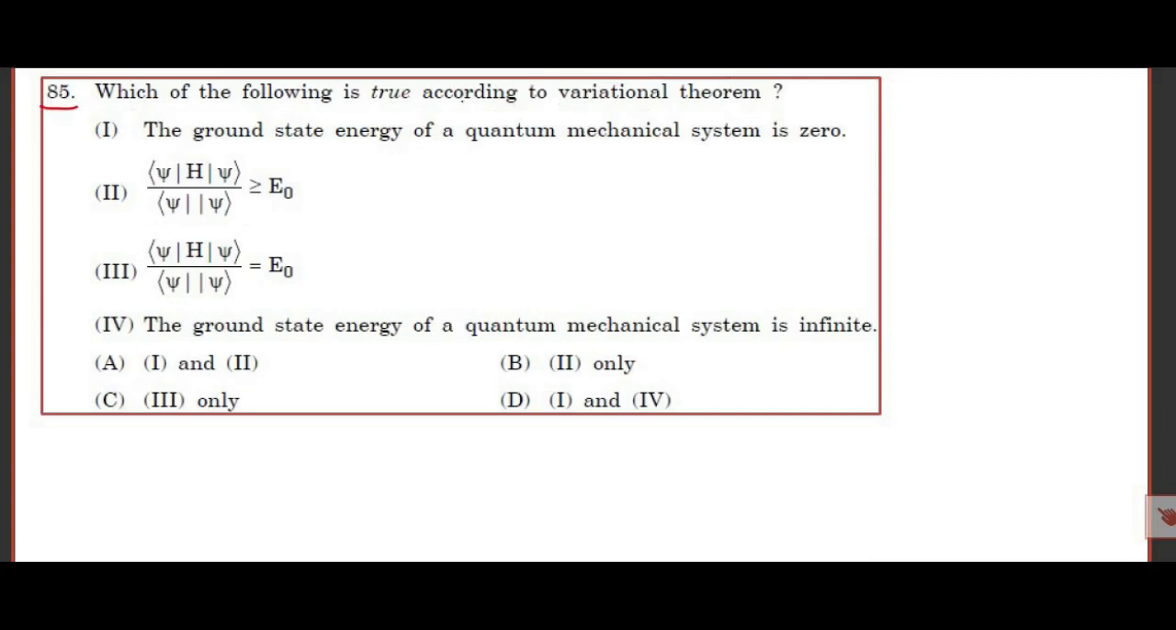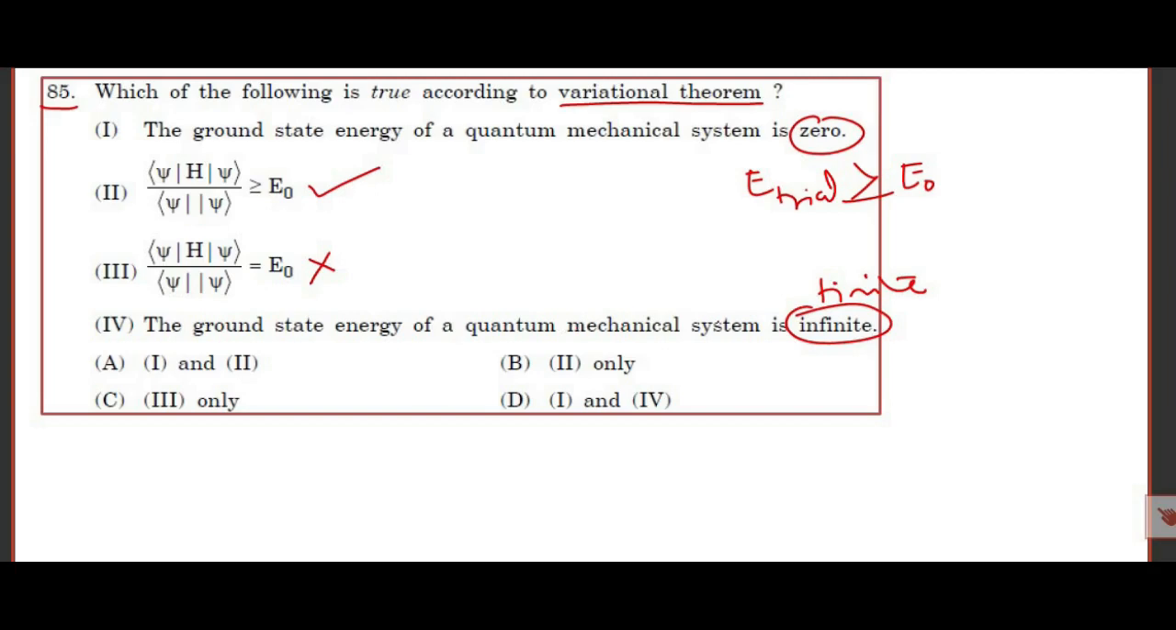Question number 85. Which of the following is true according to the variation theorem? The ground state energy of a quantum mechanical system is 0? No, it is not 0. Here the trial energy E trial will be greater than or equal to E0. Option 2 is correct, and option 3, equal to 0, is wrong. Is it infinite? No, it is finite. The ground state energy of the quantum mechanical system is finite. Hence option 4 is also wrong. Hence the answer B is correct.